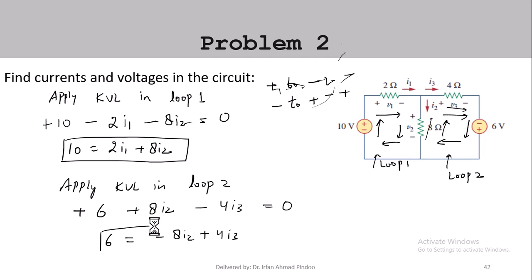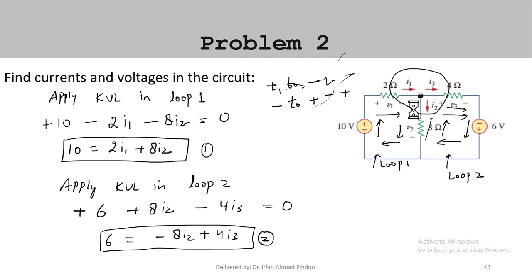So what are we observing? We have three unknowns, I1, I2 and I3. So we need at least a third equation, and we can get the third equation from this node, let us call it X. At node X, entering current is equal to leaving current. So we can say I1 is equal to I2 plus I3. That gives us the third equation.